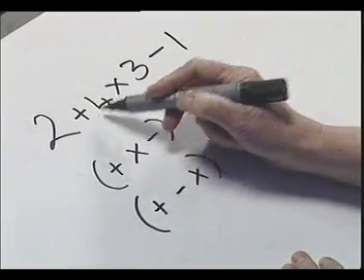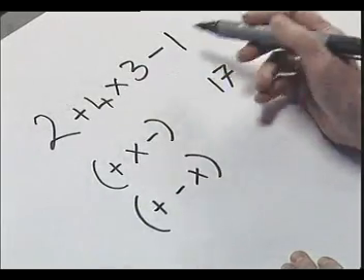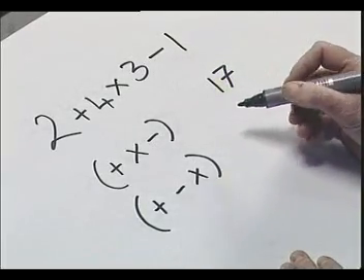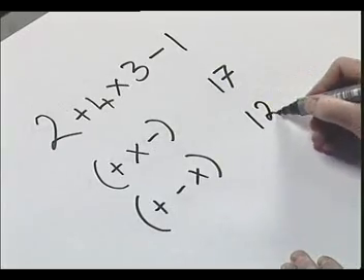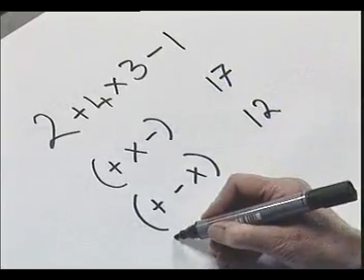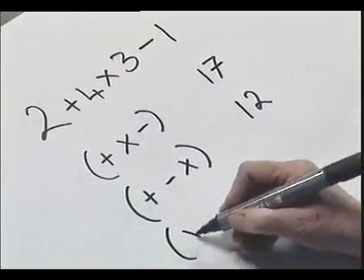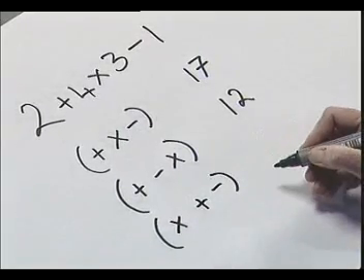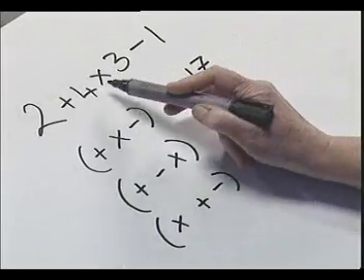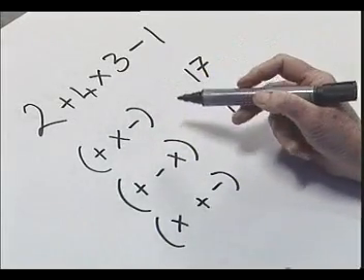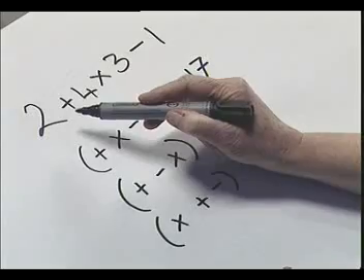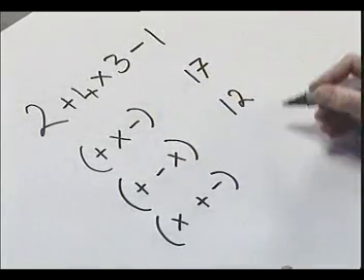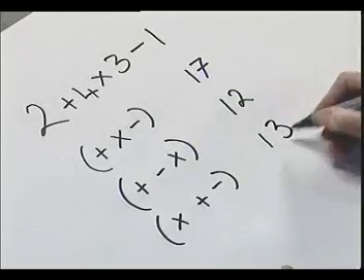Well, 2 plus 4 is 6. Do the subtract next. 3 minus 1, which is 2. So 6 times 2, the answer is 12. Or we could multiply first, then add, followed by subtract. Well, if we multiply first, that's 4 times 3, which is 12. Do the add, 2 plus 12, which is 14. Then subtract, the answer is 13.